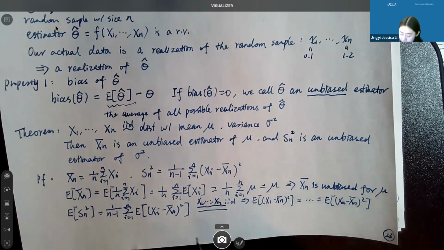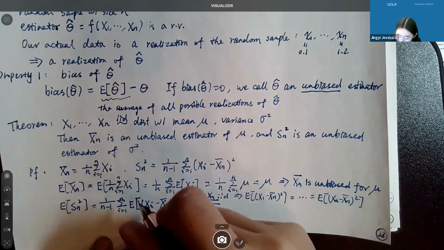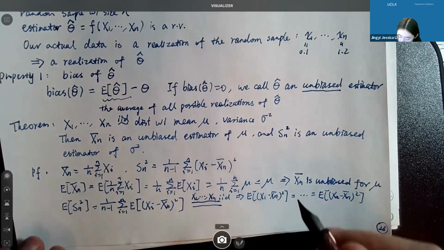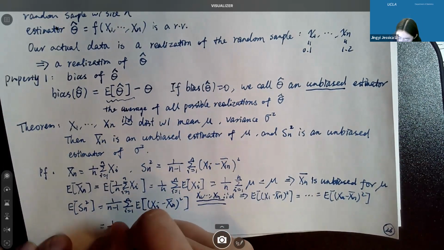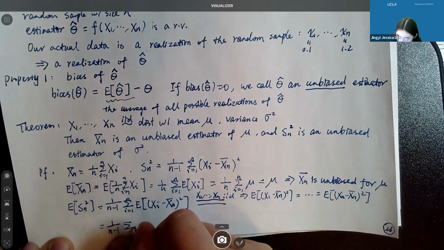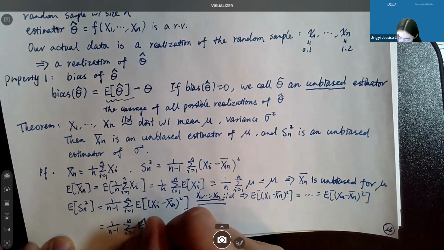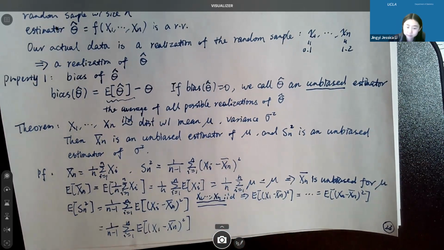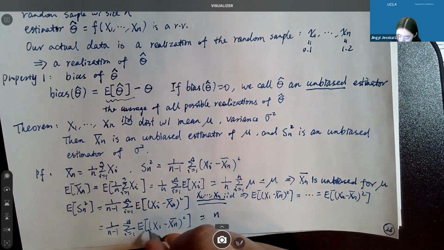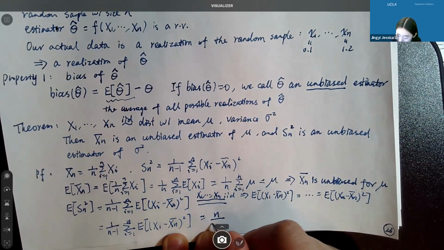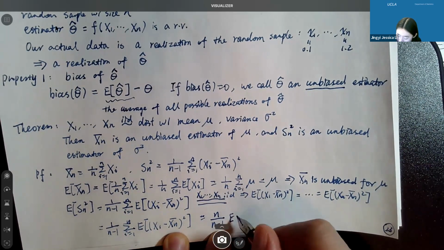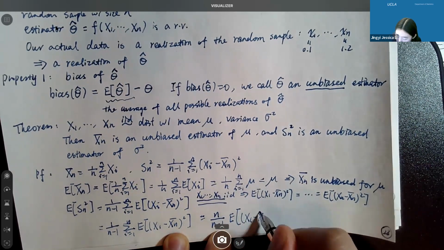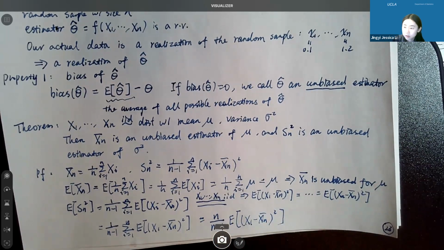All right, so because of this, I can simplify this sum as just the sum of the expectation of the first term, X1 minus X̄n squared. It becomes the same term added n times, so I get n times this. So I can remove the sum, and I get n over n minus 1 times the expectation of X1 minus X̄n squared. Okay, do we have a question for this?